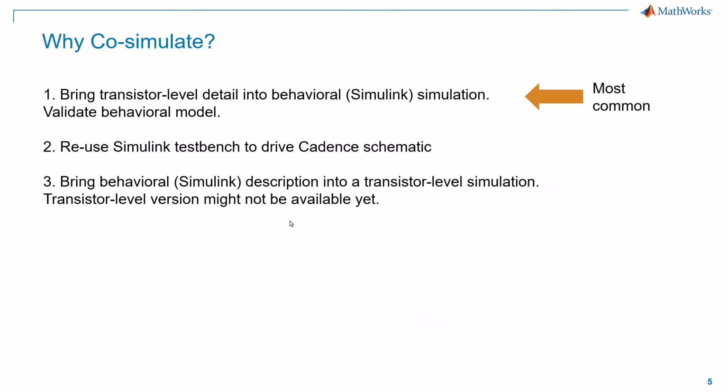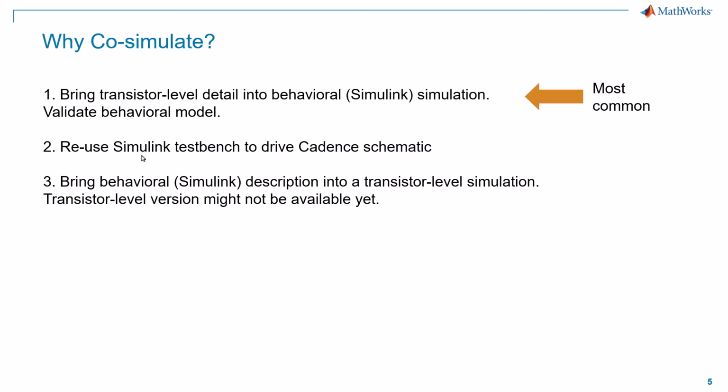All right, so the question would arise then, why would we do this type of co-simulation at all? One reason is it does allow us to bring transistor level detail into a behavioral Simulink model. That allows us to validate the accuracy of our behavioral model in Simulink. Sometimes you model something behaviorally in Simulink, but you're really not sure how close that behavioral model is to reality. And co-simulation is one way to ascertain that as a measure of closeness.